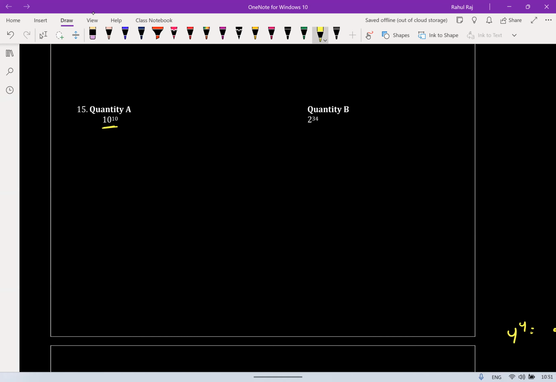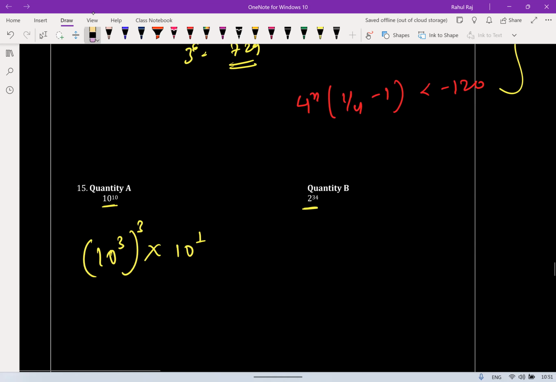So Alexa, when we compare big numbers, we should try to make the base value as close as possible. So 10 to the power 10, can I write it this way: 10 to the power 3 to the power 3 into 10 to the power 1? There's one more rule of exponents I'll tell you. This is the last question.